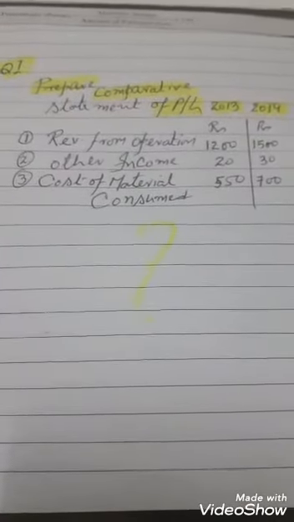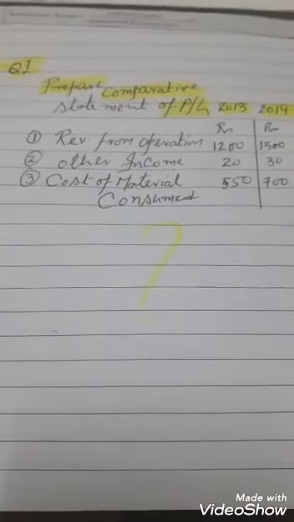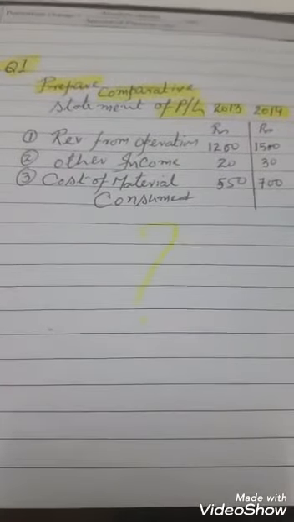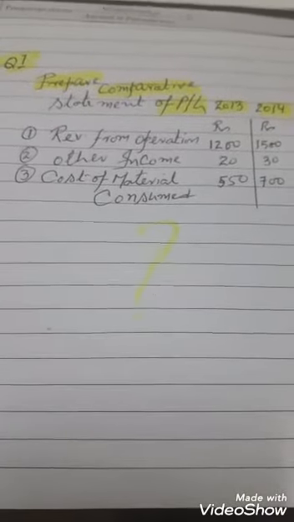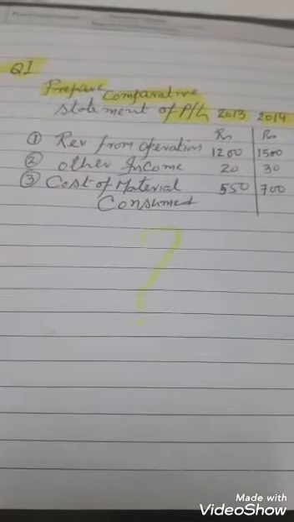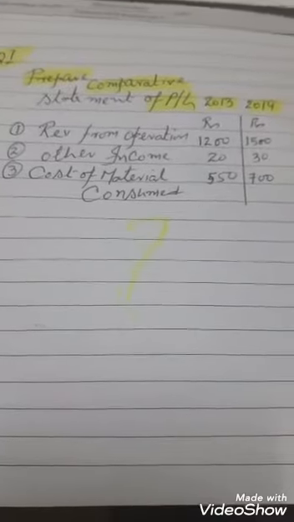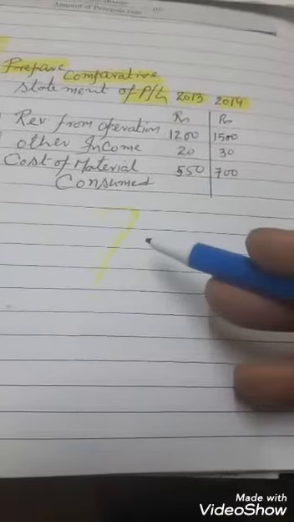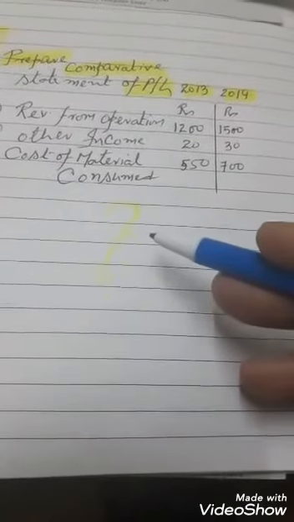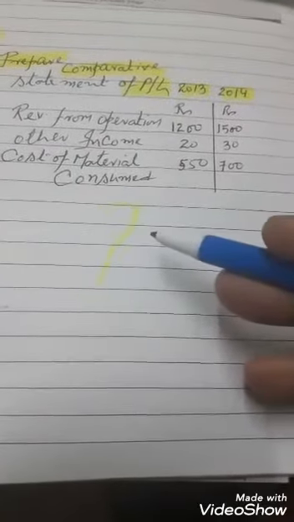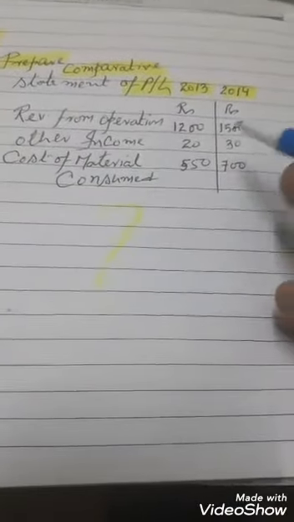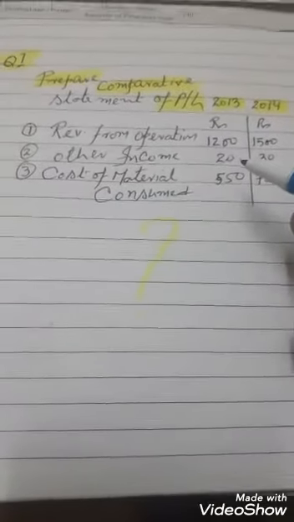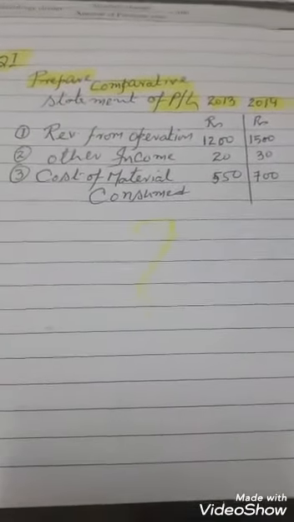So my question is, revenue from operation for 2013 and 14 is given, other income for both the years, cost of material consumed for both the years. Now you have to find out the answer. But again I am saying, before solving the question, first you will write down current year, then previous year, then solve the question and find the percentage and send me the answer immediately.